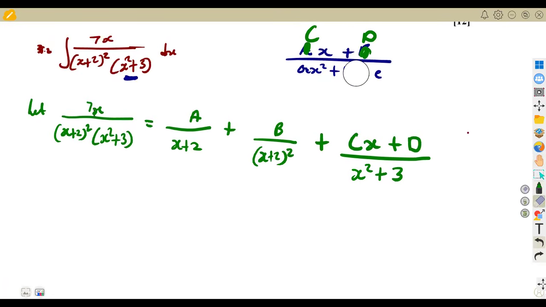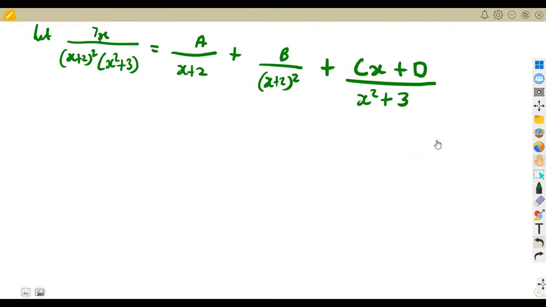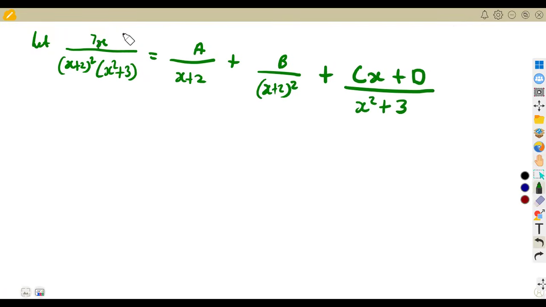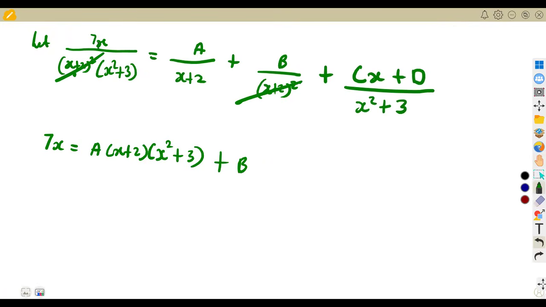Then from this part, we know what to do, guys. As long as we have it at this stage, we can at least try to find the values of A, B, C up to D. So from the numerator, 7x is equal to A, the first numerator, x plus 2 into this. There are 2 of them, so you're going to remain with the 1 of the x plus 2 here, and the bracket of x squared plus 3. All right, plus B, x plus 2 squared and x plus 2 squared will cancel. So you just remain with a bracket of x squared plus 3, like that.